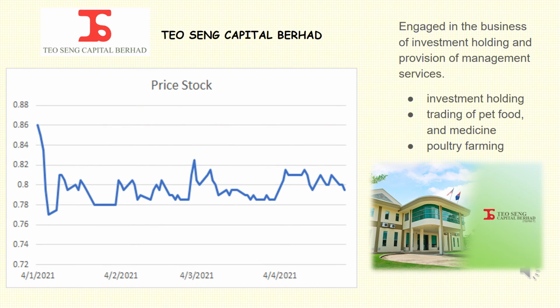The next company is Tiosan Capital Berhad, which is engaged in the business of investment holding and provision of management services. This company operates through 3 segments: the first is investment holding, the second is trading of pet food, and the last one is poultry farming. This company is also a provider of eggs in Malaysia.